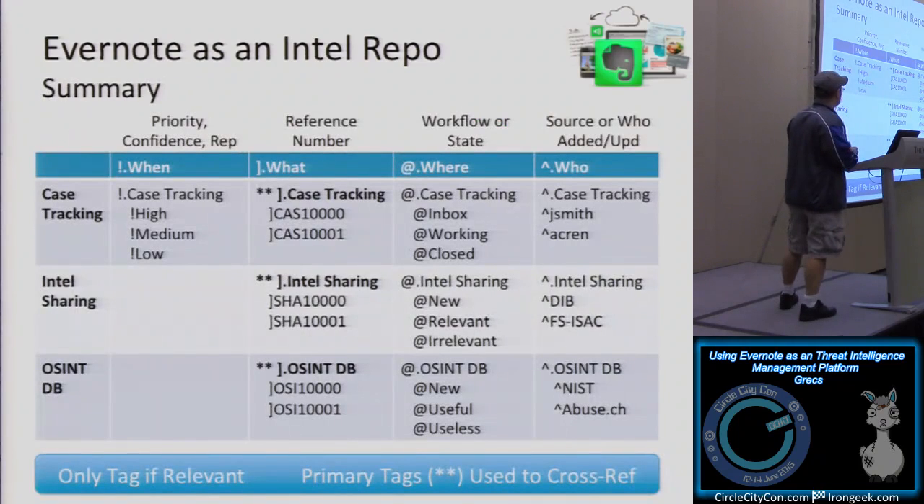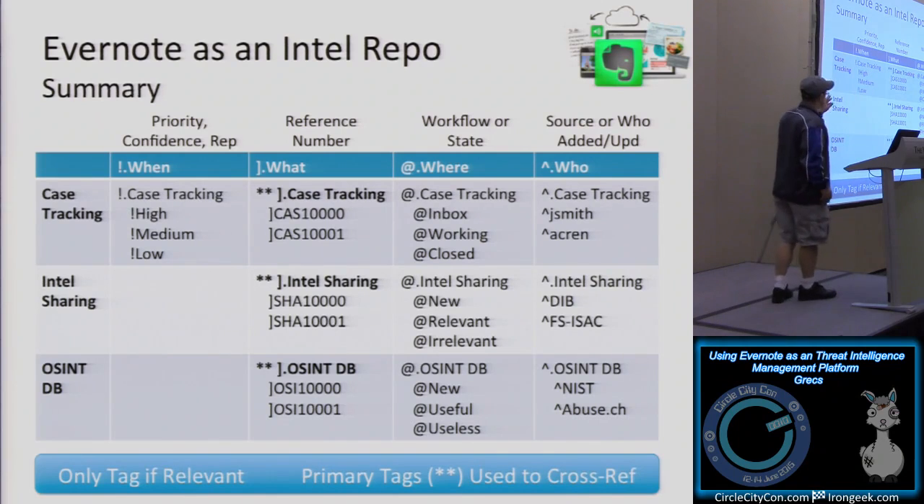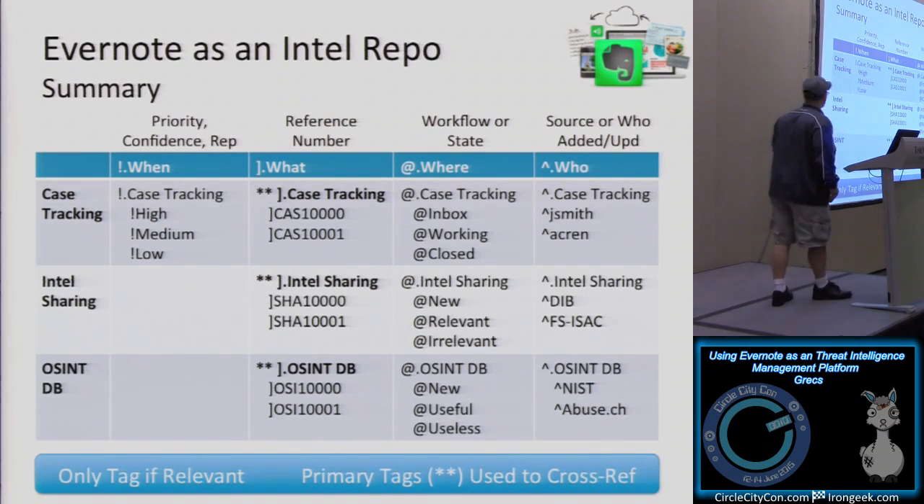So this is a very beta version of a tagging structure for doing these things, and this is the framework that I was previously talking about. So I have the three purposes here: the case tracking, intel sharing, and then OSINT DB. And I broke it down using the secret weapon tags like the who, what, when, where. So the when, I'm interpreting that as either a priority, like in this case for case tracking, it could be the priority. But for intel sharing, that could be maybe the confidence associated with that data. And the same thing with the OSINT: depending on the source, you could by default assign it high confidence, medium confidence, or low confidence.